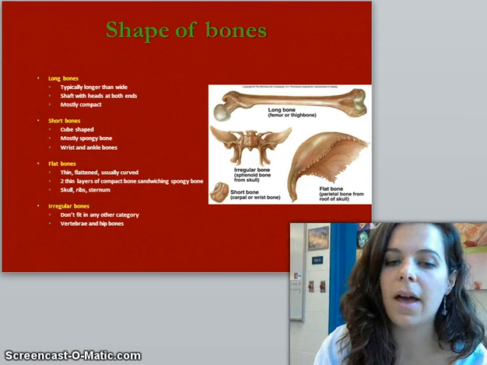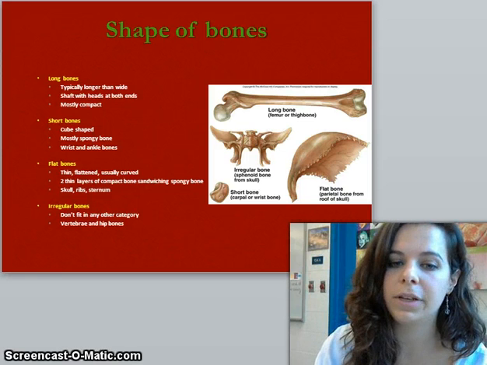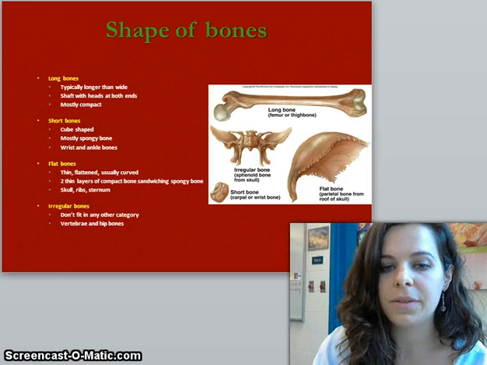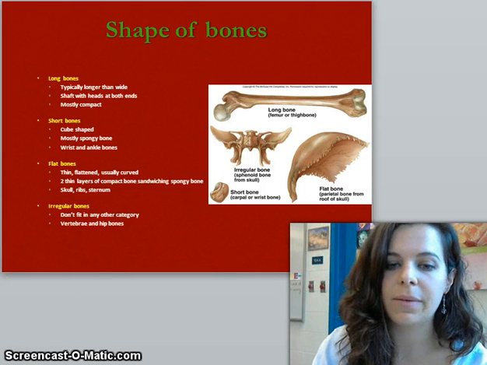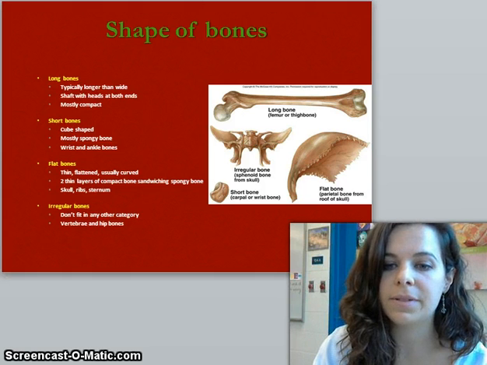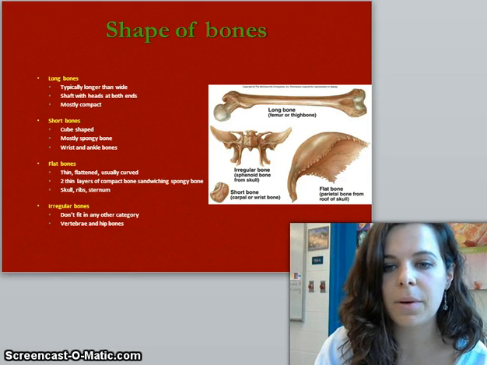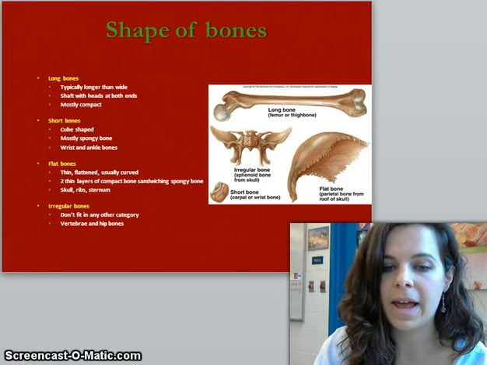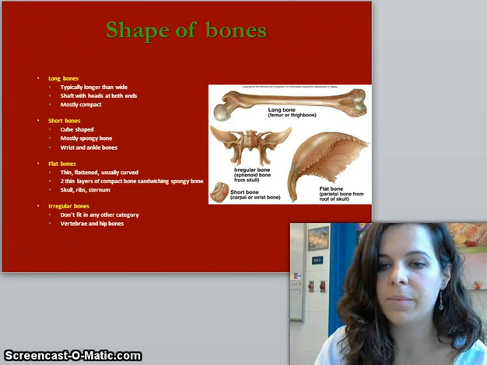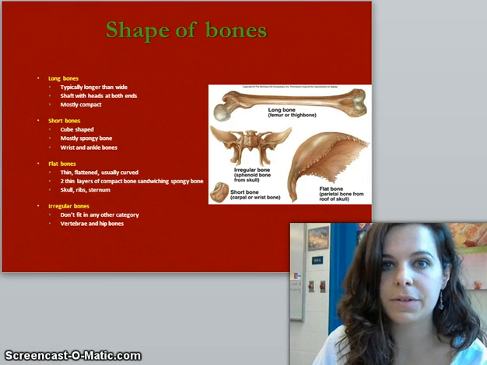And flat bones are thin, flat, and usually curved. They are two thin layers of compact bone that sandwich spongy bone. Examples of this are your skull, your ribs, and your sternum. And then irregular bones don't fit with any other category. Two examples are your vertebrae and your hip bones, as well as your sphenoid bone, which is in the base of your skull.